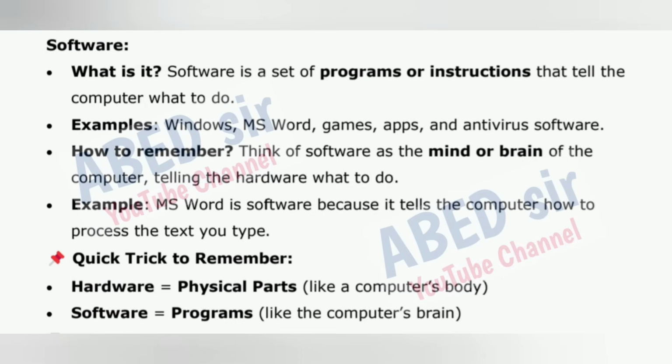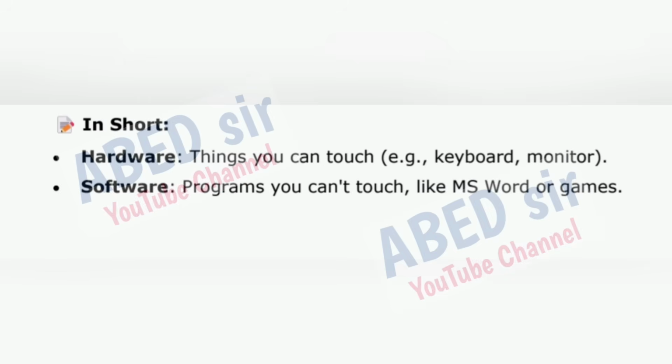How to remember? Think of software as the mind or brain of the computer, telling the hardware what to do. Example: MS Word is software because it tells the computer how to process the text you type. Quick trick to remember. Hardware is equal to physical parts, like a computer's body. Software is equal to programs, like the computer's brain. In short, hardware, things you can touch, example, keyboard, monitor. Software, programs you can't touch, like MS Word or games.